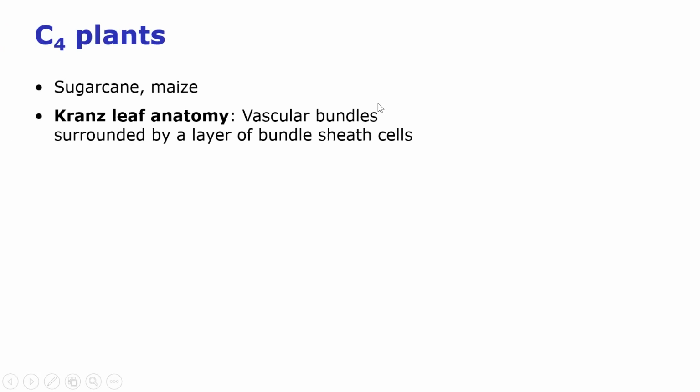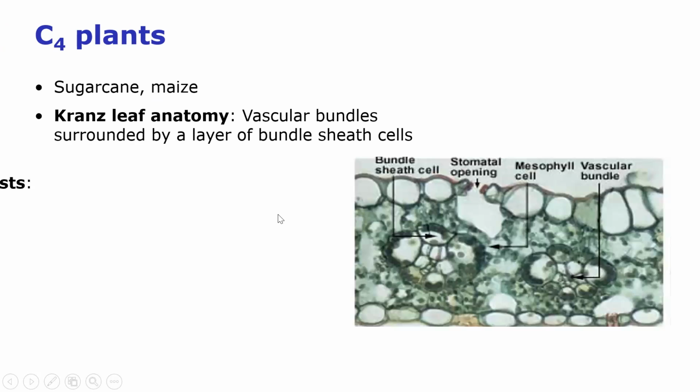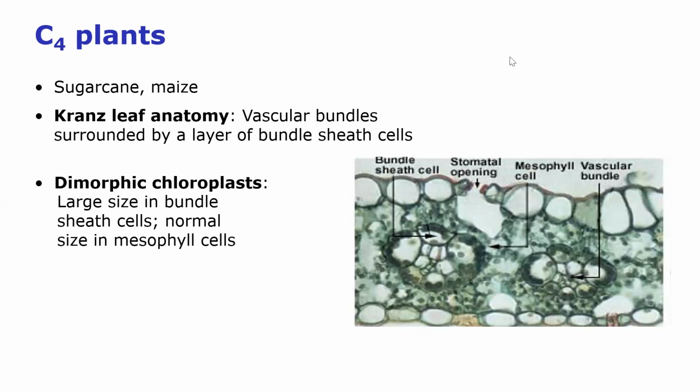So first of all, these are the examples of sugarcane. Sugarcane and maize, these are very popular examples of C4 plants. Now C4 plants are known for Kranz anatomy. Okay. Now what is Kranz anatomy? That is the main thing that we need to understand.